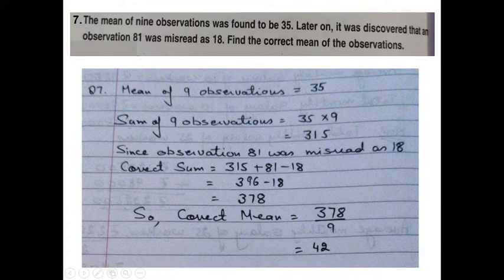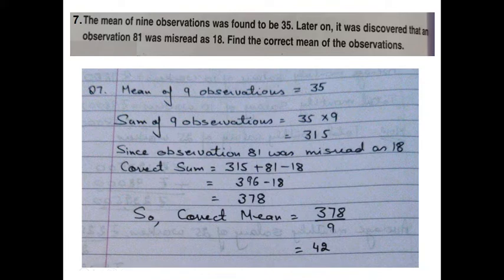It should have 18 added, so 315 plus 18, and this number should be deleted. So 315 plus 81, because it should have been 81 and should not have been 18. So 315 plus 81 minus 18. After solving it, we will get 378. So the correct mean means the correct sum, that is 378, upon the total number of observations. So the total number of observations is 9 here. I think this question is clear to all of you.